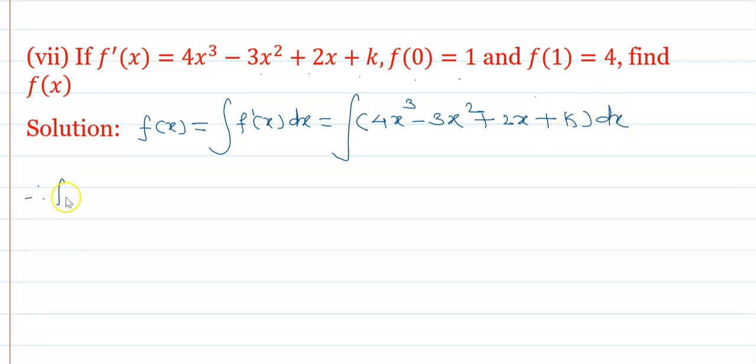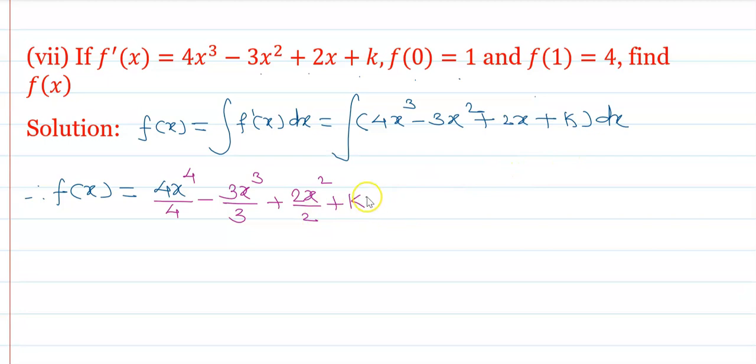And therefore f of x is equal to the integral of 4x cube, which is 4x raised to 3 plus 1, that is x raised to 4 upon 4, minus 3x square, means 3 x raised to 3 upon 3, plus 2x, its integral is 2x square upon 2, plus kx plus c. And this is the function.